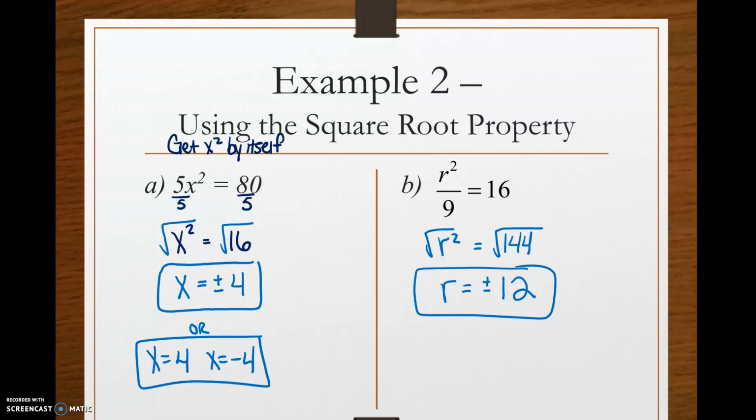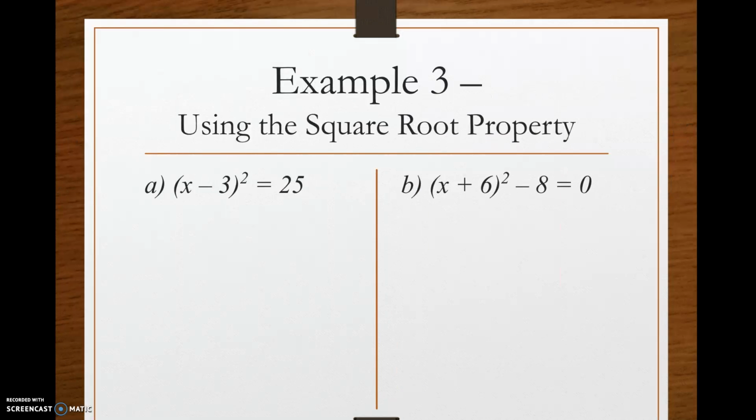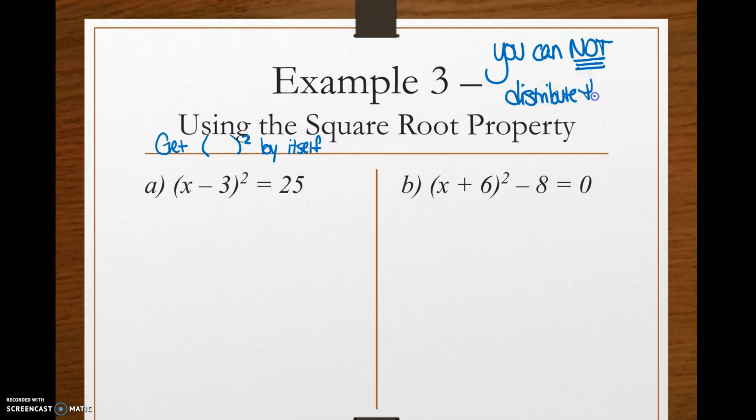Okay, in example 3, we are looking at square roots when there's parentheses. We need to not distribute. We need to get the parentheses squared by itself. You cannot distribute the square. You cannot distribute the square.